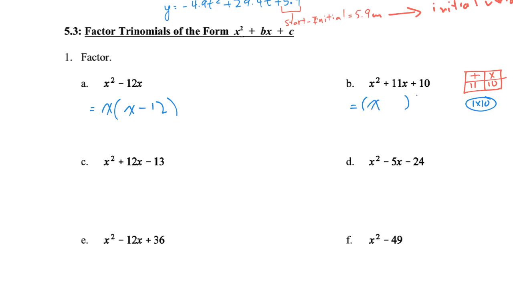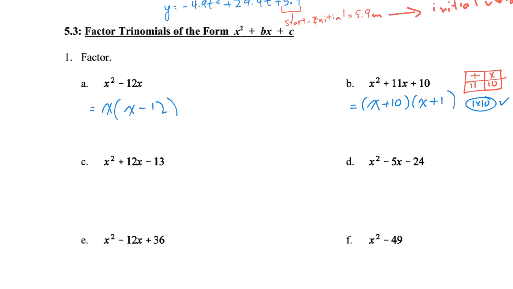So that means we're going to put our brackets. We're going to put x and x, and then we're literally going to say, okay, 1 plus 10 gives us 11, so we're going to use that. So we're going to go, okay, plus 10 and plus 1, and we're done. Now let's do the same for the next problem, okay?